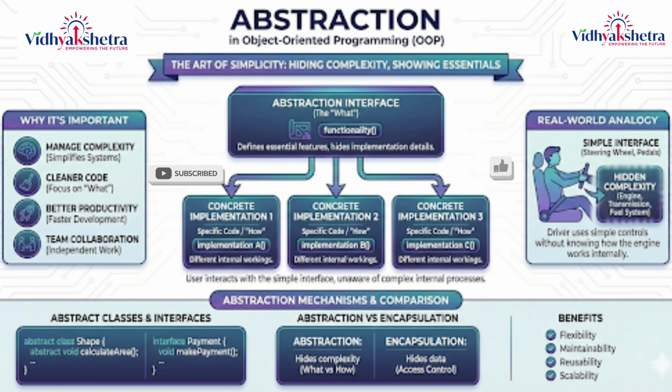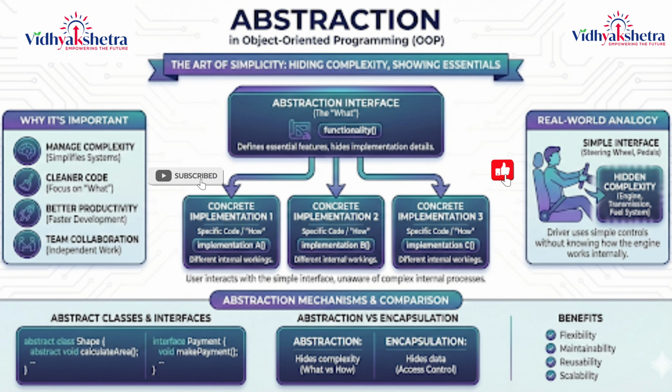Abstraction is extremely helpful when multiple developers work on the same project. One team can define interfaces and abstract classes, while other teams work on implementations. This parallel development approach improves productivity and reduces dependency issues. Abstraction ensures that teams can work independently without interfering with each other's code.